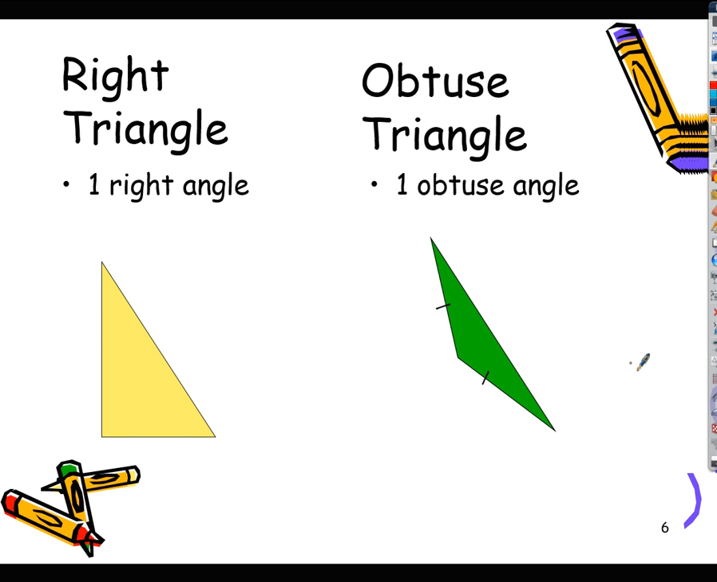How could I be more specific? Go ahead, Kate. That's right. I'm saying those markings mean they're congruent. So how could I be more specific than saying just obtuse? It's obtuse what? If it's got two congruent sides. Oh, there you go.